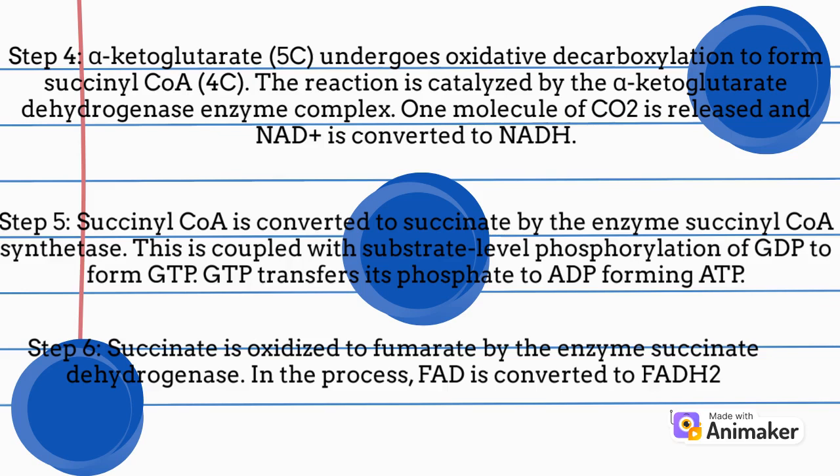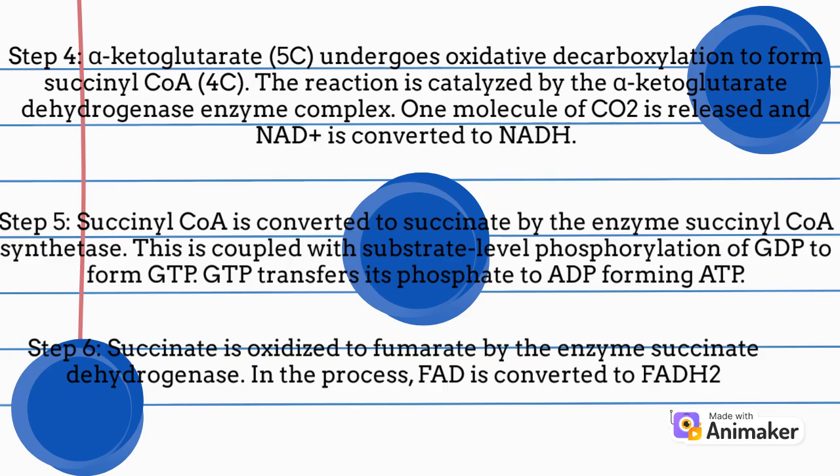Step 5. Succinyl-CoA is converted to succinate by the enzyme succinyl-CoA synthetase. This is coupled with substrate-level phosphorylation of GDP to form GTP. Fumarate is converted to malate by the addition of H2O. The enzyme catalyzing this reaction is fumarase.